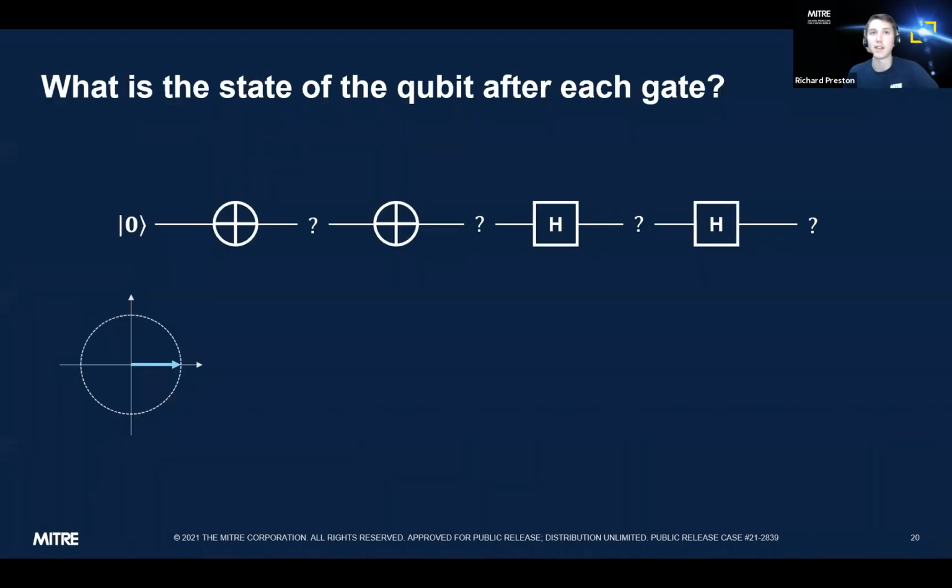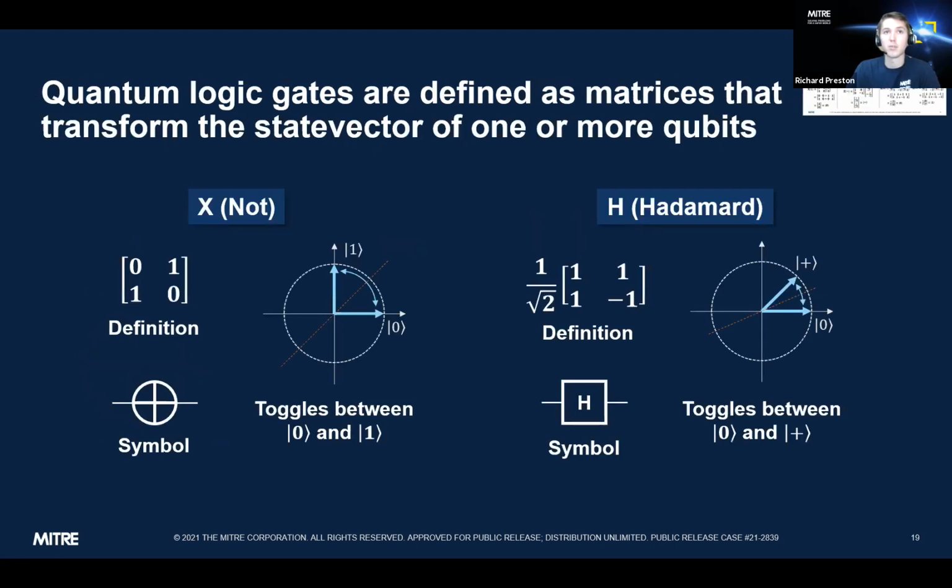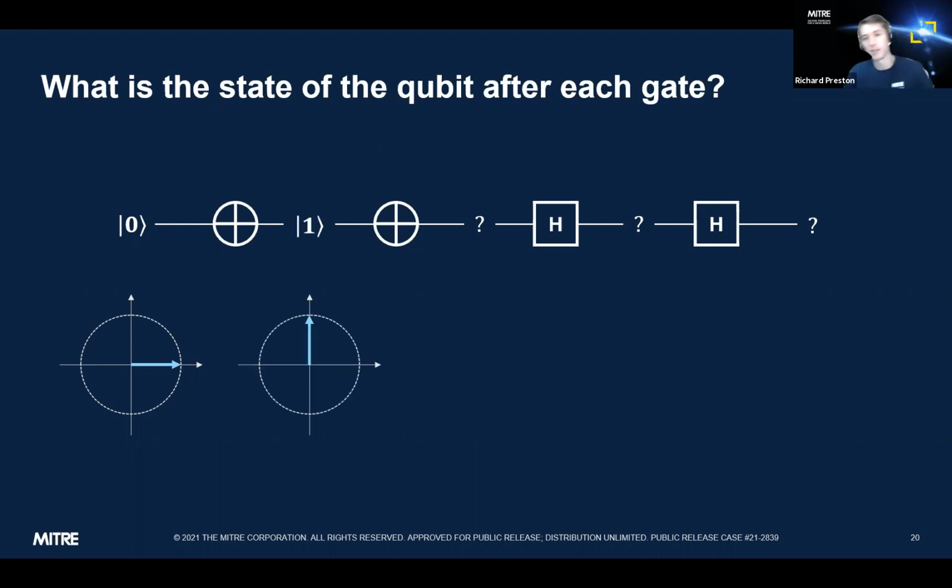Okay, so here's another quiz. What is the state of the qubit after each gate? So we start out as a 0, and then we apply an X gate. If we apply the X gate to a 0, what do we get? 1, exactly. Because we just said that the X gate toggles between 0 and 1. So we started out as a 0, and now we're a 1. Now if I apply the X gate again, what do we get? Back to 0, exactly.